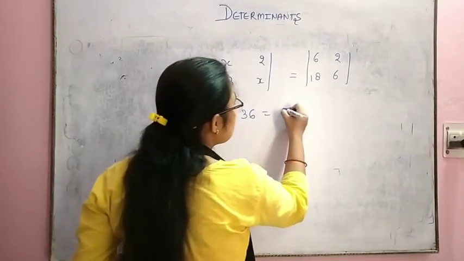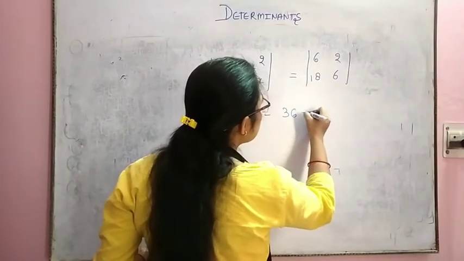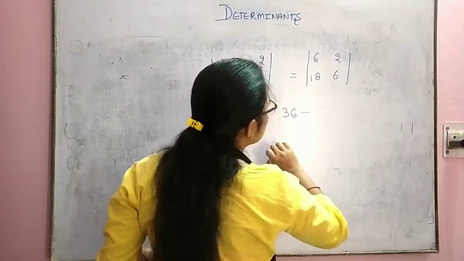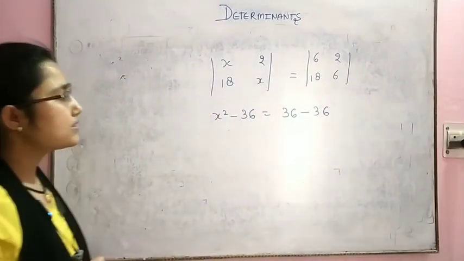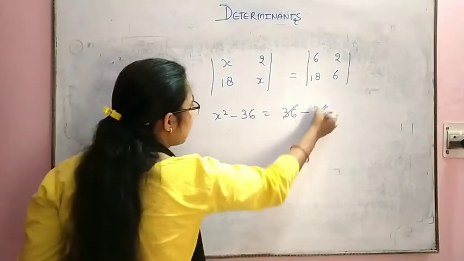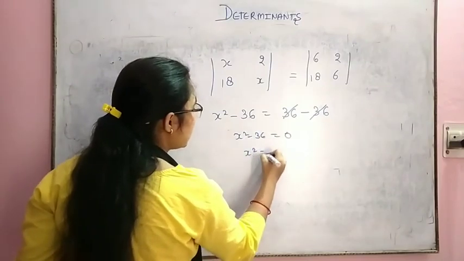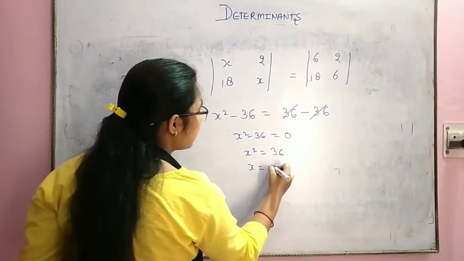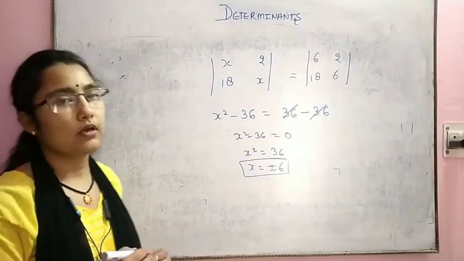36. 6 sixes are 36. Now this is 36. 36 and 36 will be cancelled out. We get x square minus 36 equals 0. So x square is equal to 36 and x will be positive negative 6. So option B is correct.